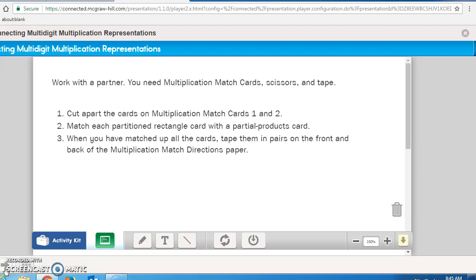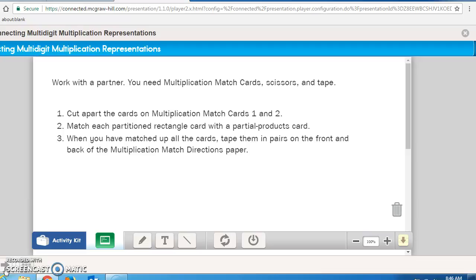And I would like each of you to have your own set of these. So please make sure that everyone is doing that. You need to cut apart the cards on multiplication match. They are in the file. Then you're going to match each partition rectangle card with the partial products card. That's to show that you understand which ones go together.